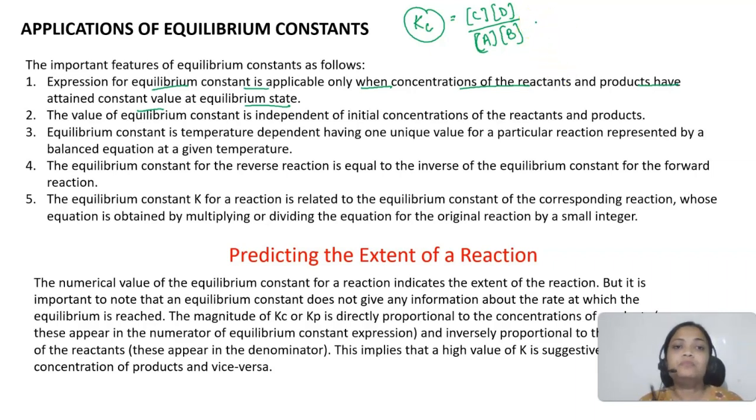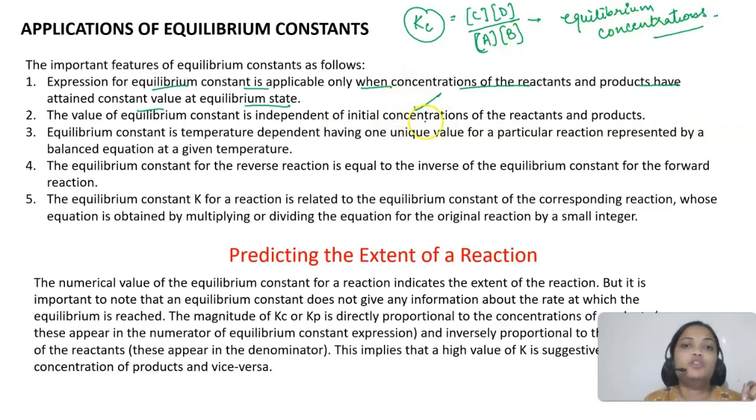Then, as you know, this equilibrium constant is dependent on the equilibrium concentration, that is, the concentration of products and reactants at equilibrium. But here you have to keep in mind that it will not depend on the initial concentration, right? Why would it depend on initial concentration if the expression itself has equilibrium concentrations? So it will not depend on the initial concentration of reactant and product.